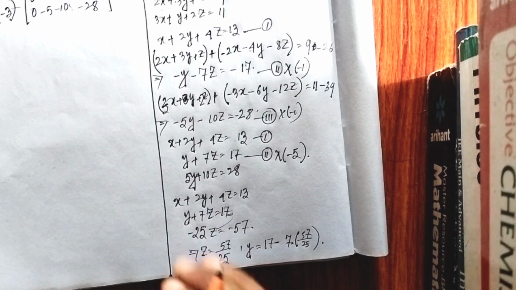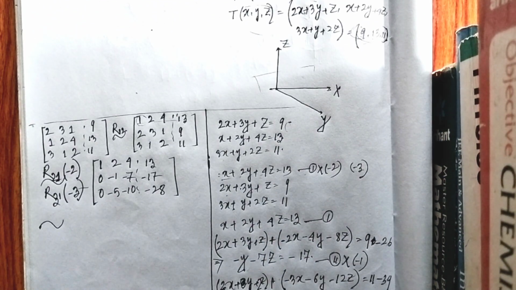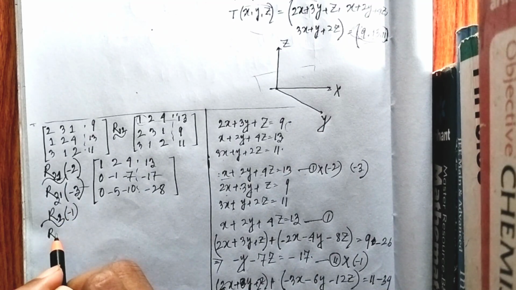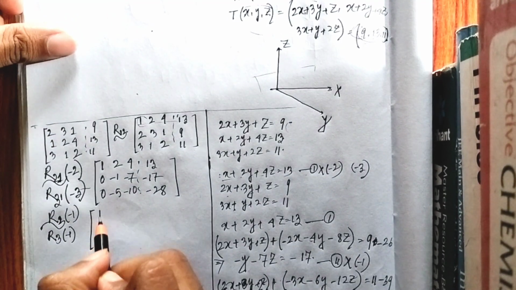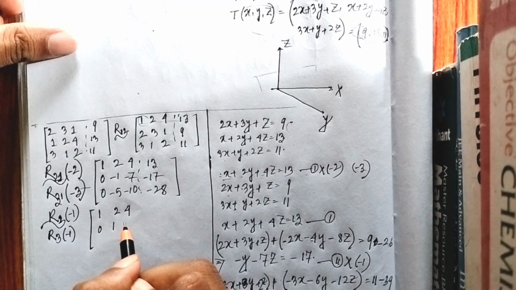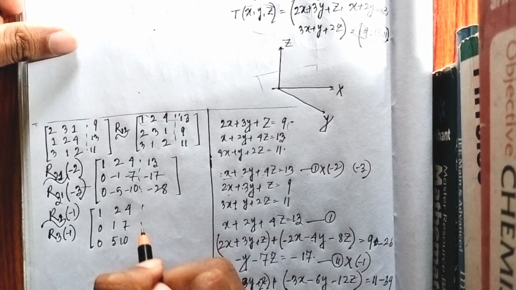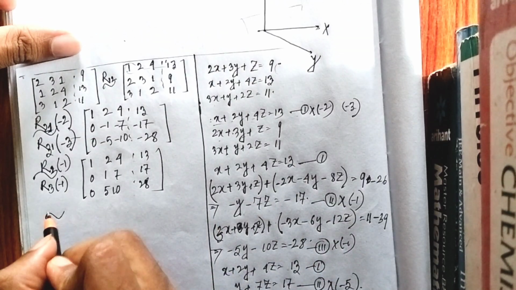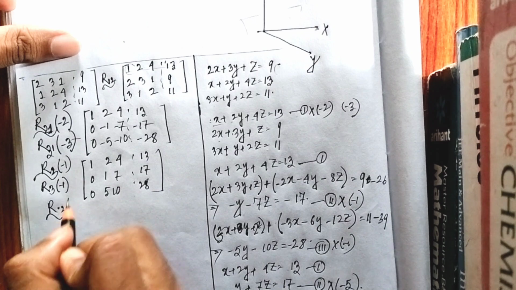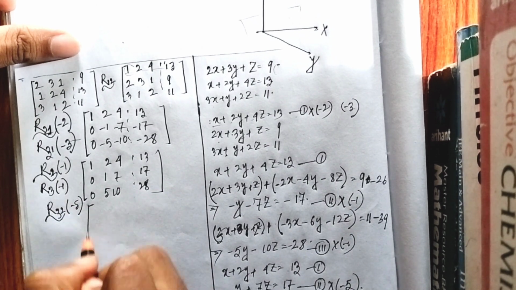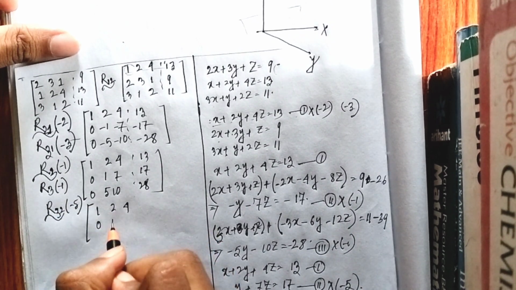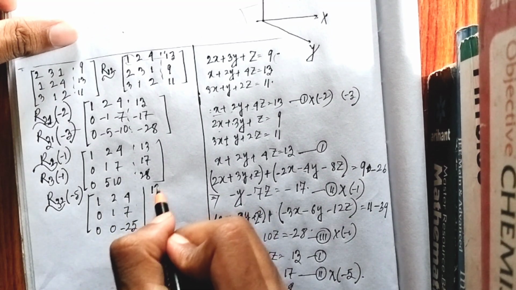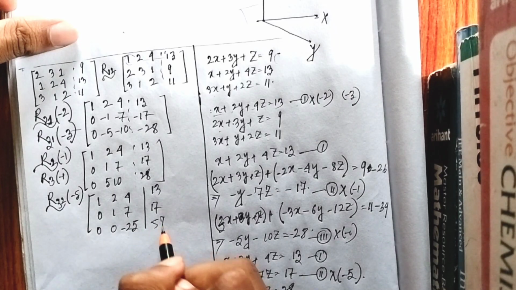Okay, I think you guys are able to understand. So doing the same operation here, we will just multiply r2 with -1, r3 with -1. We will have 1 2 4, 0 1 7, 0 5 10, 13 17 28. Okay, and now multiplying r2 with minus 5 and adding it with r3, we will have 1 2 4, 0 1 7, 0 0, this is minus 25. Okay, and 13 17 and minus 57.